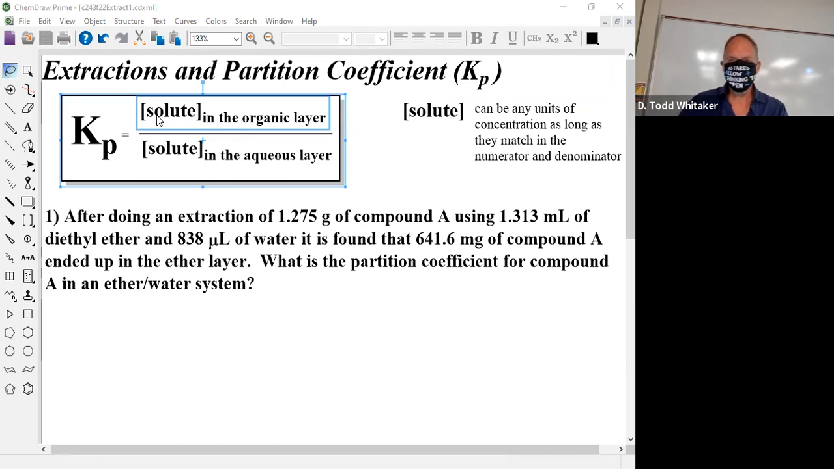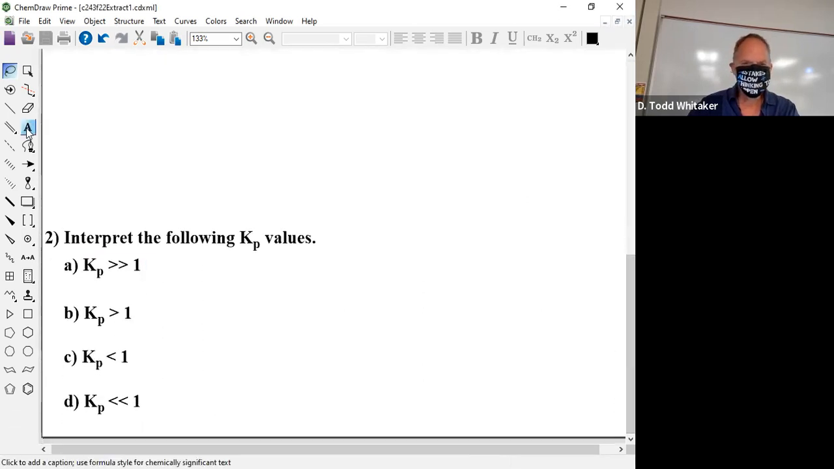So the concentration of the solute in the organic layer over the concentration of the same solute in the aqueous layer is Kp. So if we have a very big Kp, what does that mean? It means we have a lot more solute in the organic layer than in the aqueous layer, water layer, right? So down the bottom of the page, we're going to go to that right now. If Kp is much, much greater than 1, that's a big Kp, by the way.